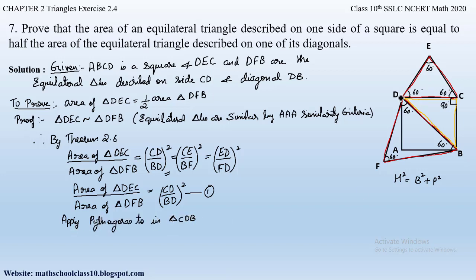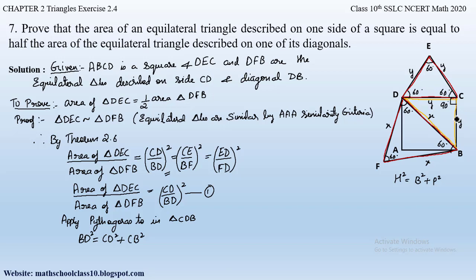We have hypotenuse BD. So we will write BD square is equal to the base CD square plus the perpendicular CB square, right? Here in these two equilateral triangles, all the three sides will be equal. So if we name this side as Y, Y and Y, and the sides of triangle DFB as X, X and X, since CD is the side of the square ABCD, then CB will also be equal to CD. So even CB will be Y, right?